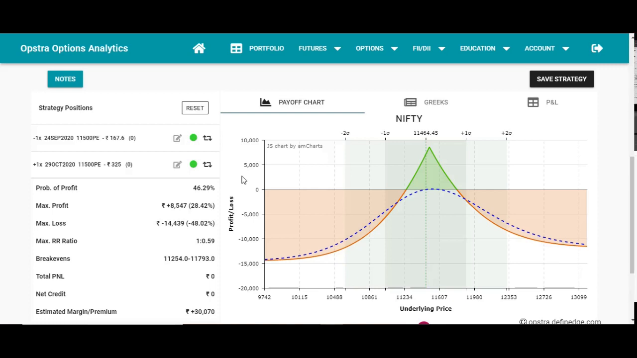I hope you guys enjoyed this video, and have got some knowledge from this video on put calendar spread. This is an at the money put calendar spread, which we can do if our look on the market is slightly bullish.